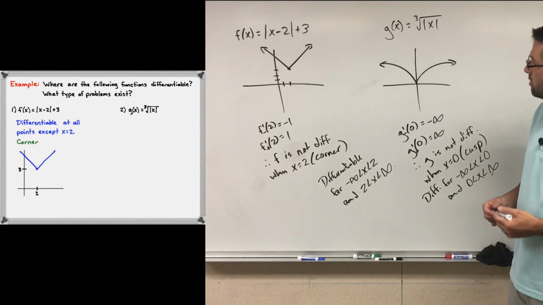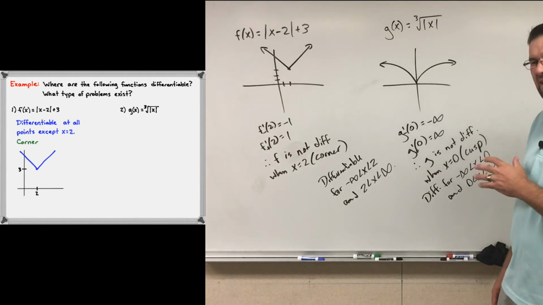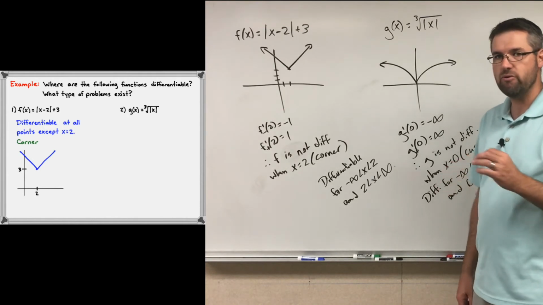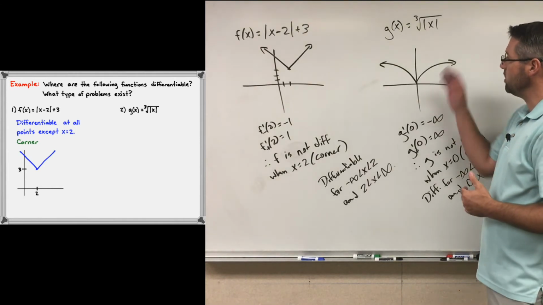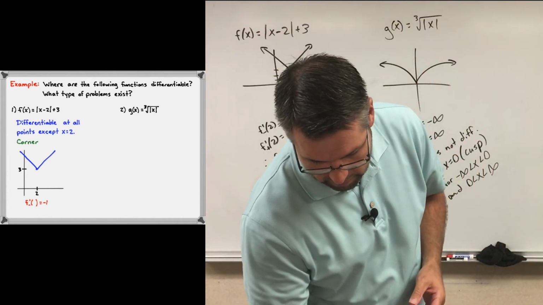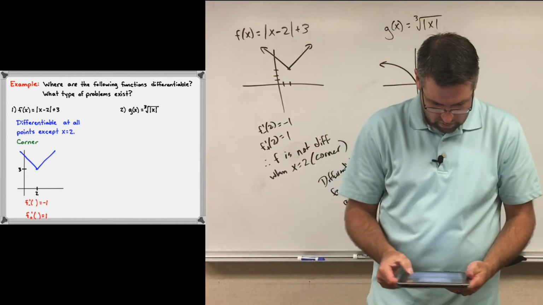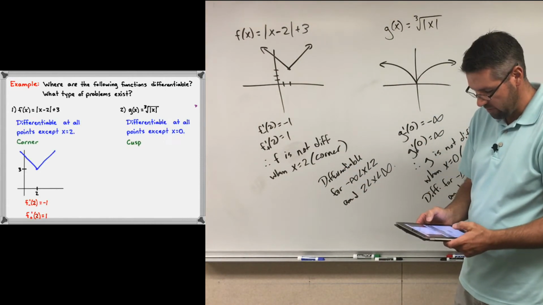So those are 2 examples of what you might see. And again, we're kind of just looking at it in terms of graphs right now because we don't fully understand how to take a derivative analytically yet. Eventually we will learn, and so we'll be able to do this a little bit more analytically in the future. What do I got here? Differentiable at all points except 0 for that one.